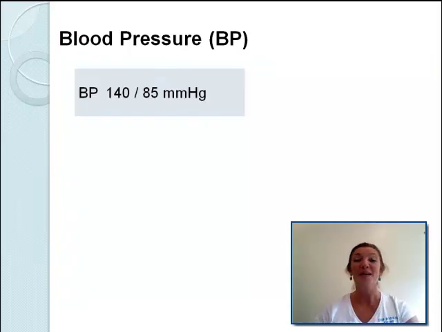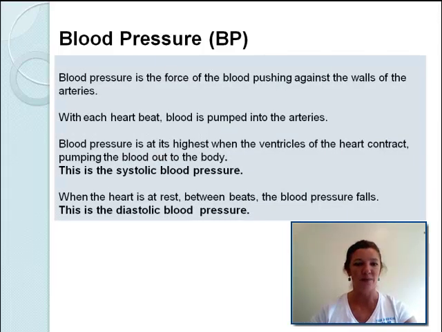Blood pressure or BP. An example of a blood pressure would be BP 140/85 mmHg. That stands for millimetres of mercury. The 140 relates to the systolic blood pressure and the 85 relates to the diastolic blood pressure. So let's remind ourselves about those terms. Blood pressure is the force of the blood pushing against the walls of the arteries.